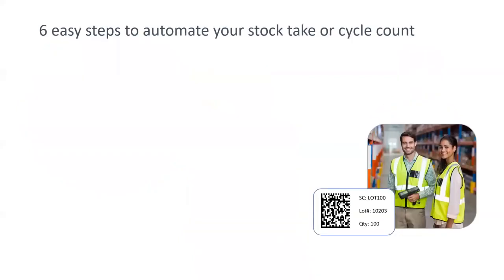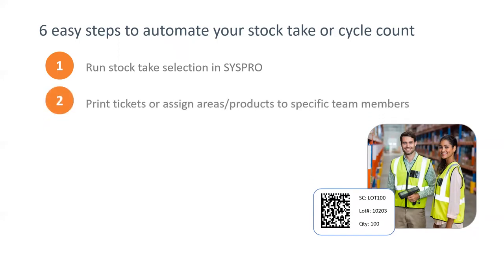So now that we've talked about the barcoding process and getting your warehouse ready to be labeled and what that looks like, let's talk about how that stock take or cycle count process is going to look with the solution. So you've now barcode labeled your inventory and you're ready to automate your next stock take or cycle count. And we've broken it into 6 high-level steps, which we'll go through each of in more detail as well. The first step in the process is going to run your stock take selection out of Syspro to find what you're counting. Once you've done that, you're going to print your tickets or assign your areas or products to specific team members on what they're going to be counting.